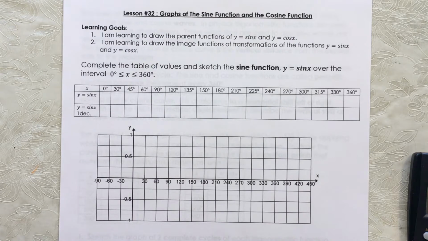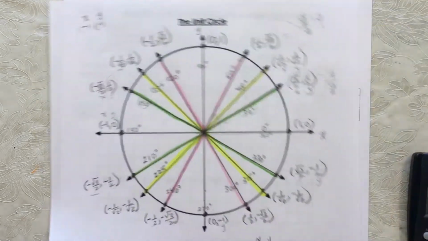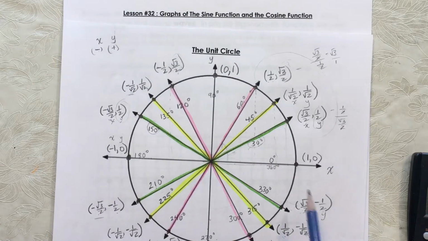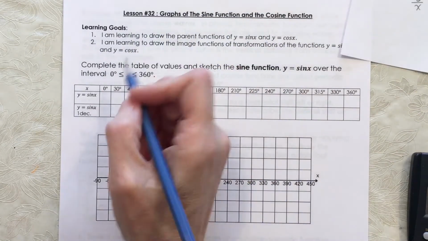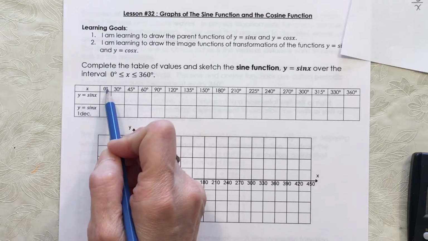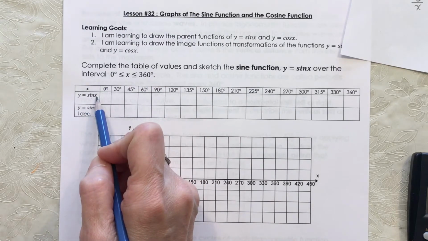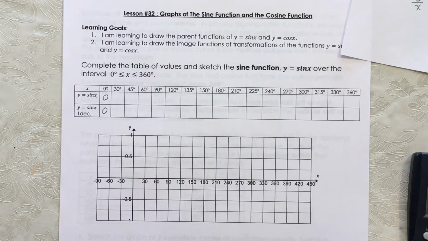So we're going to complete the table of values and sketch the sine function y equals sine x for the interval 0 to 360. So we know that from our unit circle that the sine of a value on the unit circle is its y value. So the sine of 0 degrees is 0. So this is my x value 0, and then the y is the sine of 0. The sine of 0 is 0, and 0 to 1 decimal place is still 0.